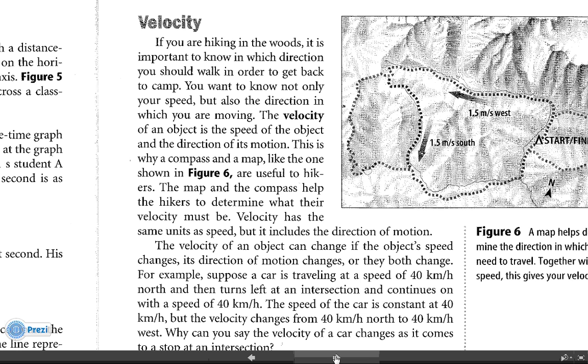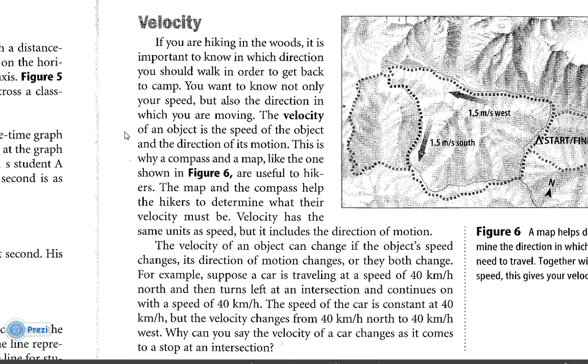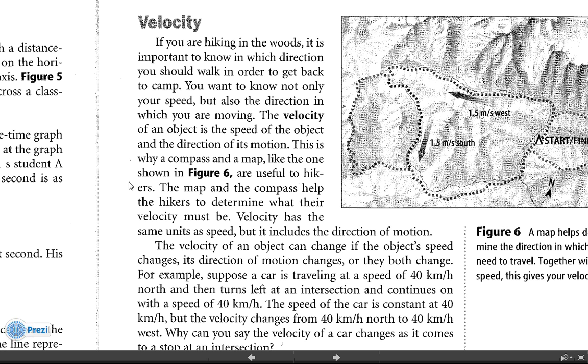All right, velocity. If you're hiking in the woods, it is important to know in which direction you should walk in order to get back to camp. You want to know not only your speed, but also the direction in which you're moving. The velocity of an object is the speed of the object and the direction of its motion. This is why a compass and a map, like the one shown in Figure 6, are useful to hikers. The map and the compass help the hikers determine what their velocity must be.